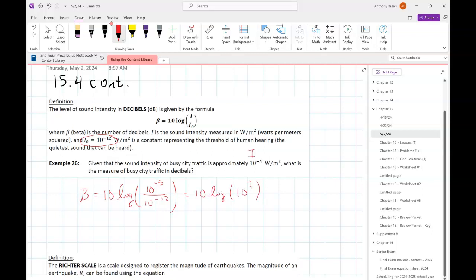10 to the 7th, right? Because the base stays the same when we subtract the exponents. Negative 5 minus a negative 12 is positive 7. And I remember that log, if I don't write a subscript down there, the base is 10. So log base 10 cancels with exponent base 10. So I'm left with just 10 times 7. So I'm left with 70 decibels.